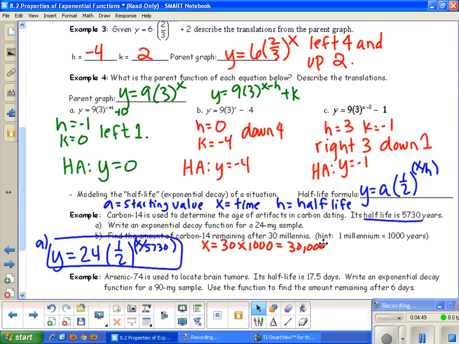So then after 30,000 years, I would have a y value of 0.64 milligrams. So this is what would be left. Let's do another example.